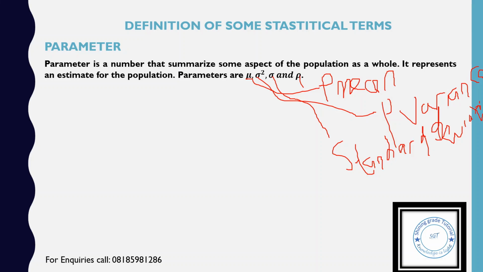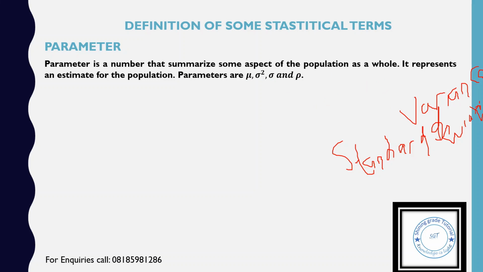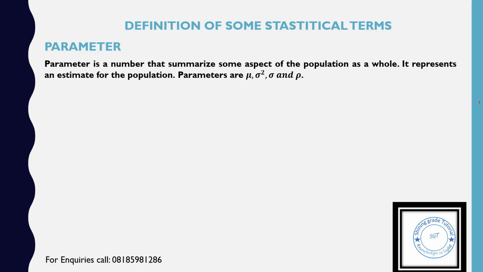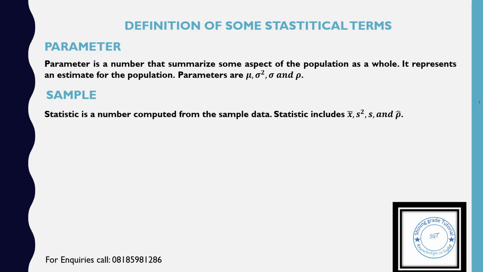So what gives a summary on the population is simply what we call a parameter. What gives a summary on the sample is our statistic. So I tend to write statistics here, but it is supposed to be statistic, a big error. So don't forget, statistic.